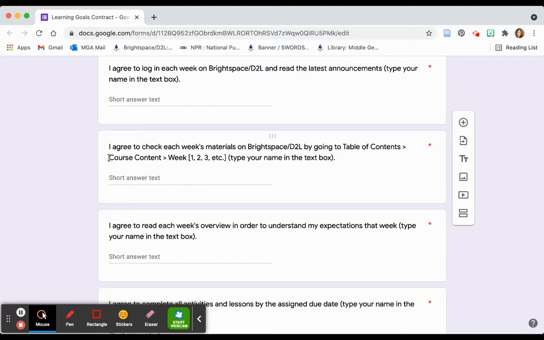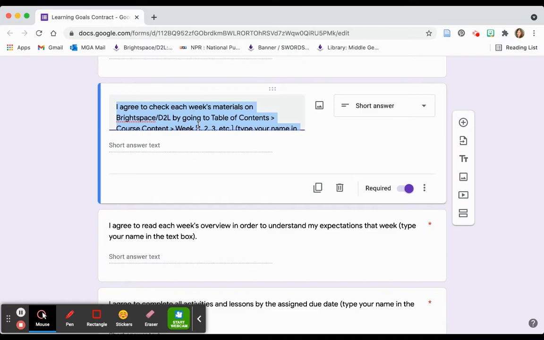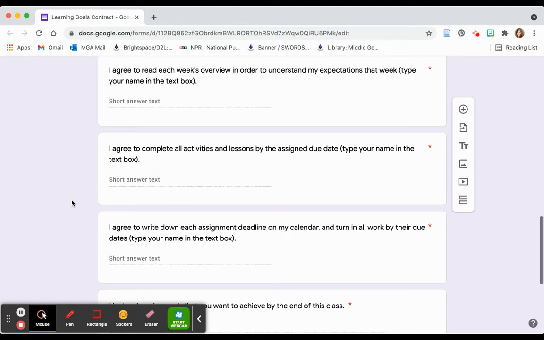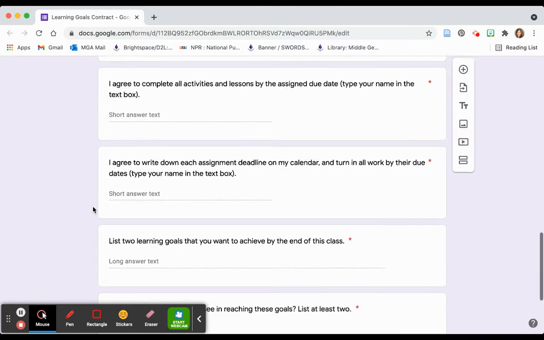This is not just logging in and looking at announcements and going straight to the assignments tab, but checking each week's material by going to table of contents, course content, week 1, 2, 3, etc. Agreeing to read each week's overview. I create an overview each week, so week 1, week 2, week 3, that outlines a to-do list of my expectations. So all of these, you're just going to be typing your name, all right?